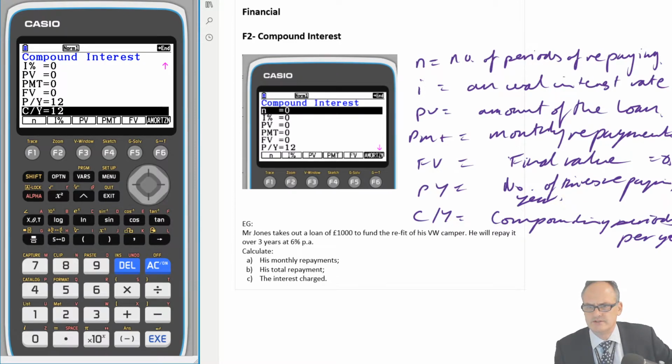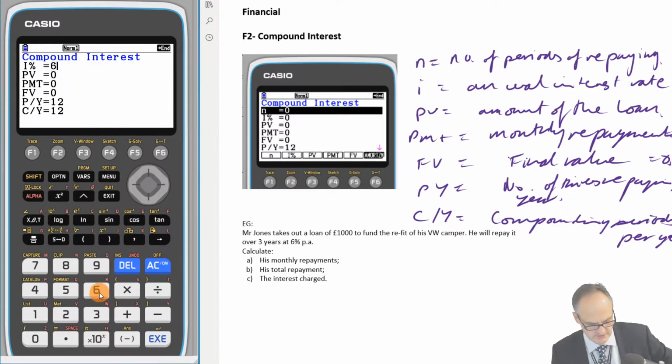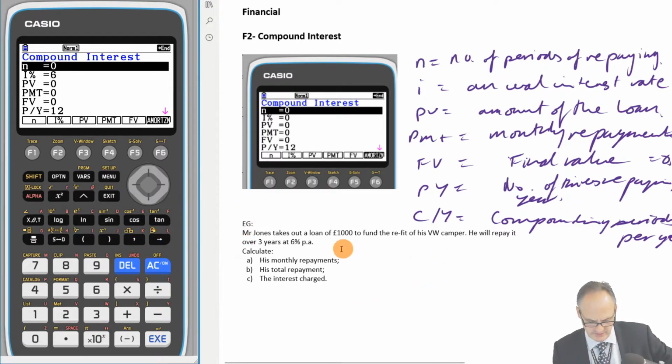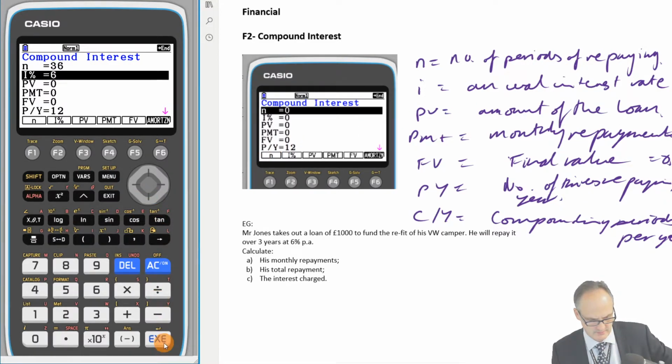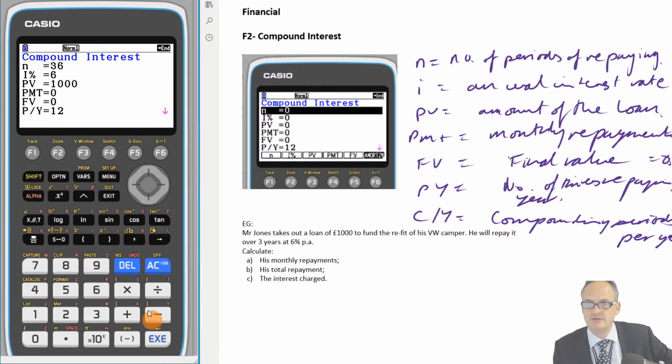So what we're going to do is look at this question here, and calculate his monthly repayment. So he's taken out a loan of £1,000. His interest rate is 6%. So let's go up and put the interest rate in, 6, and press execute to get that in. Go up to n. Now we've got 3 years, so that's going to be 36 periods of repayment, because he's going to repay once each month. Press execute on that. Then we've got to do the loan, which is going to be 1,000. Now we don't know what the monthly repayment is, so we're going to leave that and press execute there.